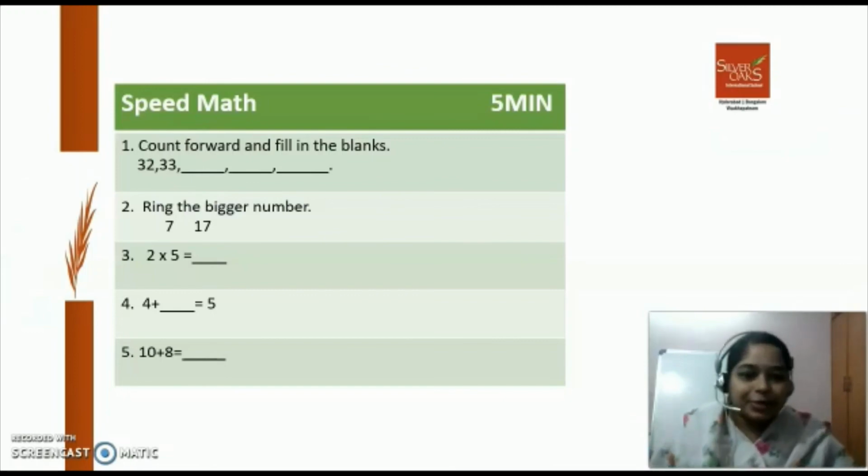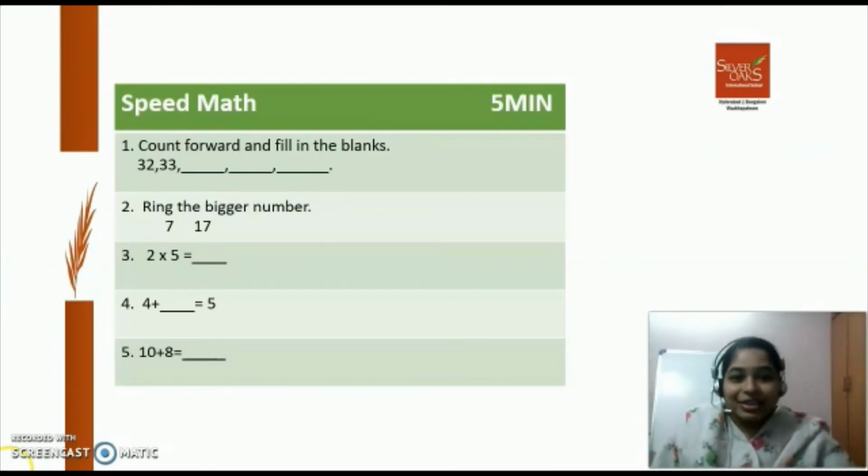Now, it's time for speed math. Okay? Now, try to answer these questions in less than 5 minutes as today's speed math task. Okay? Good job. Shall I read the questions for you? The first question is count forward and fill in the blanks.